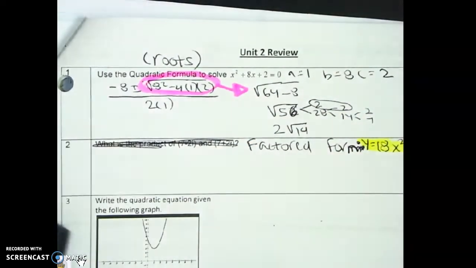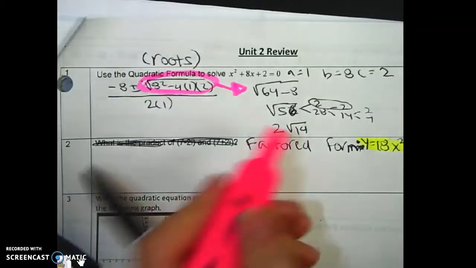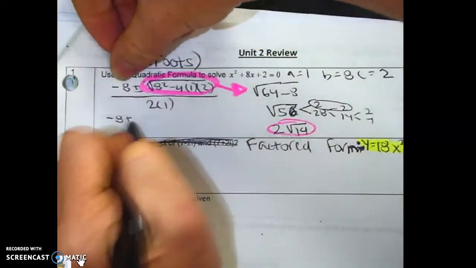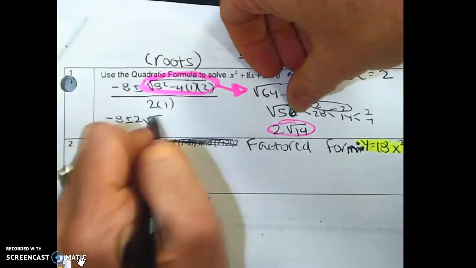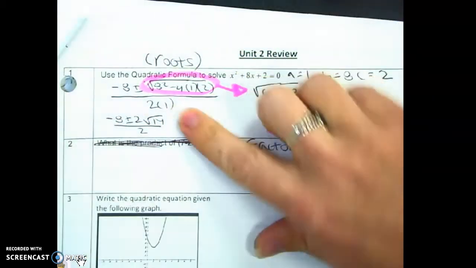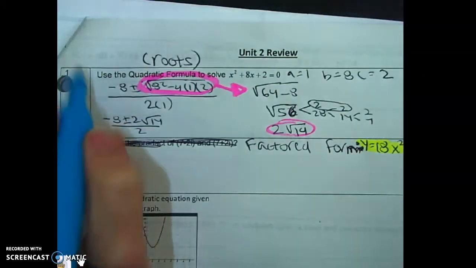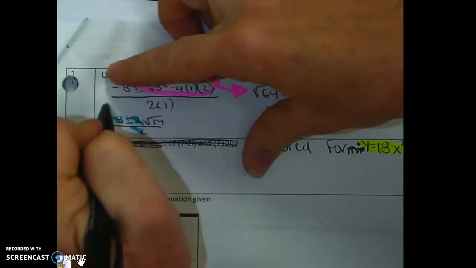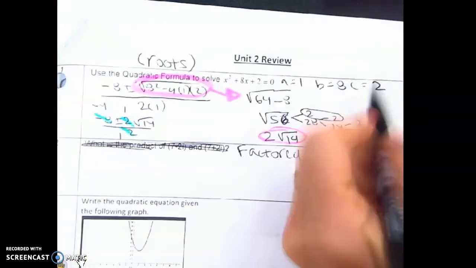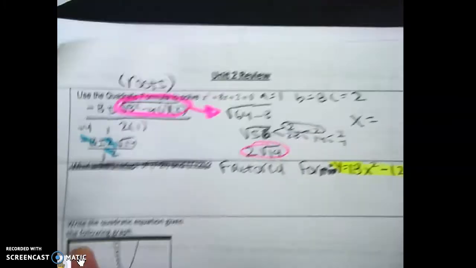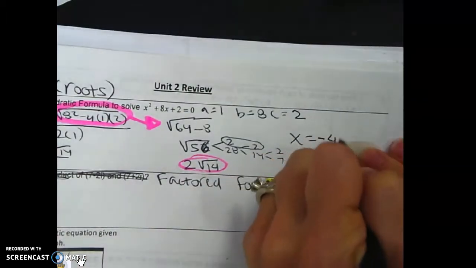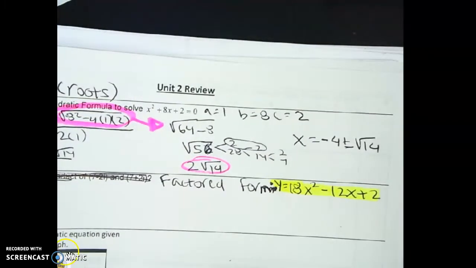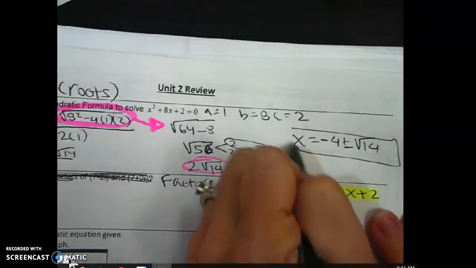Okay. So now I know that all of that was this. So I have negative 8 plus or minus 2 rad 14 over 2. They all divide by 2. It has to be all or nothing, okay? So negative 4, 1, 1. So x equals negative 4 plus or minus rad 14. Okay? All right, so let's put a box around that.